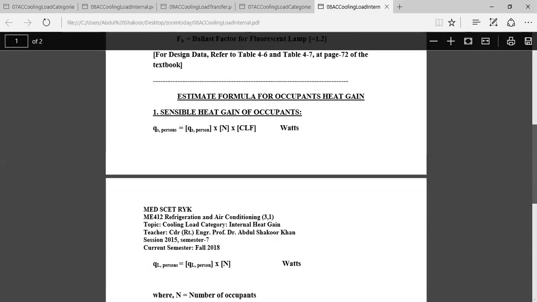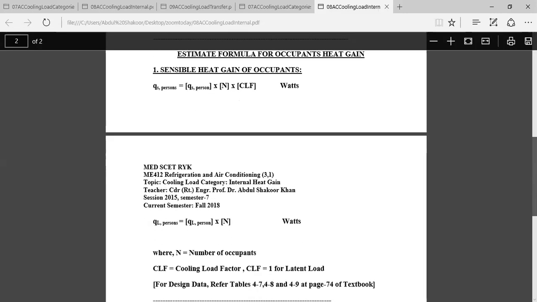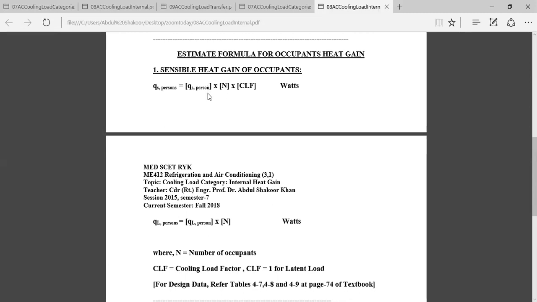Now, estimation formula for occupant heat gain. It depends on number of persons. So number of persons N multiplied by QS of each person. Every person emits a particular amount of sensible heat. For example, a teacher standing in the classroom emits 150 watts. It is equal to a 150 watt bulb.